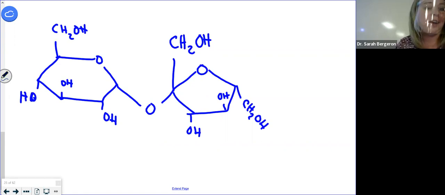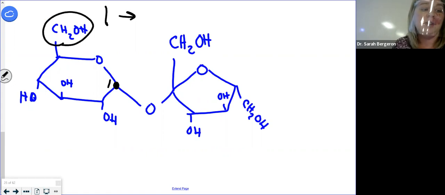All right, so the first one, you find your anomeric carbon. Is that carbon number 1 or 2? It's carbon number 1, because there's nothing else attached to the anomeric carbon. So this is a 1, and is it alpha or beta? Because the anomeric carbon is participating in the glycosidic bond, this is up, this is down, so it is opposite, so it's alpha.